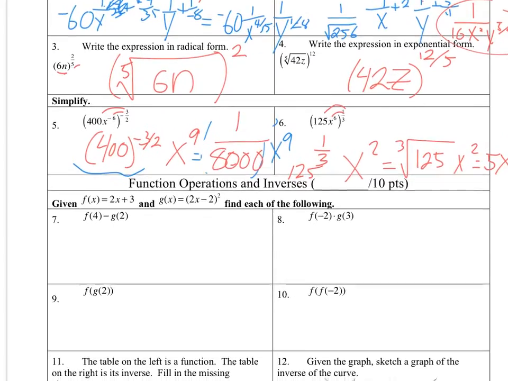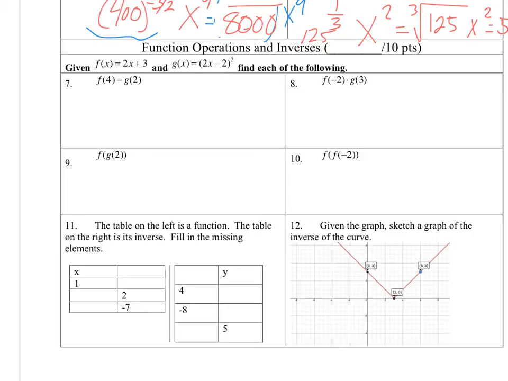Moving ever onward, we've got function operations and inverses. I've got some functions defined up above, and I've got to find f of 4 minus g of 2. That means I'm going to plug in 4 for f, so we've got 2 times 4 is 8 plus 3 is 11. And from that we're subtracting, plugging in 2 into g, so that's going to be 2 times 2 minus 2 all squared. So that's going to be 4. 11 minus 4 is 7.